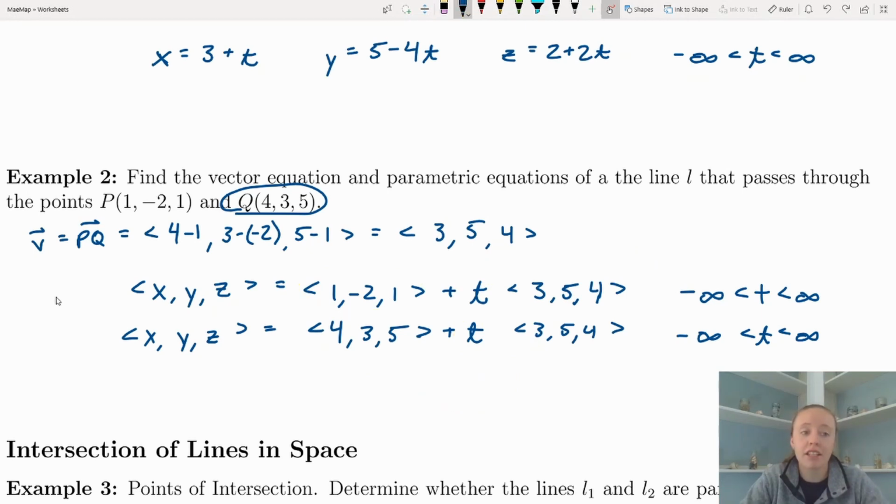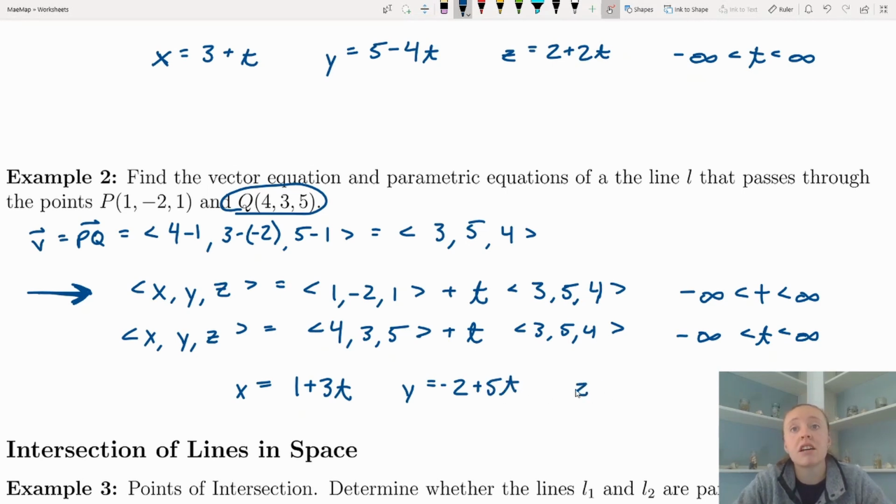Now let's go ahead and write this as a parametric equation, and I'll just use my first one. So that would be x equaling 1 plus 3t, and then I have y equaling negative 2 plus 5t, and then I have z equaling 1 plus 4t.